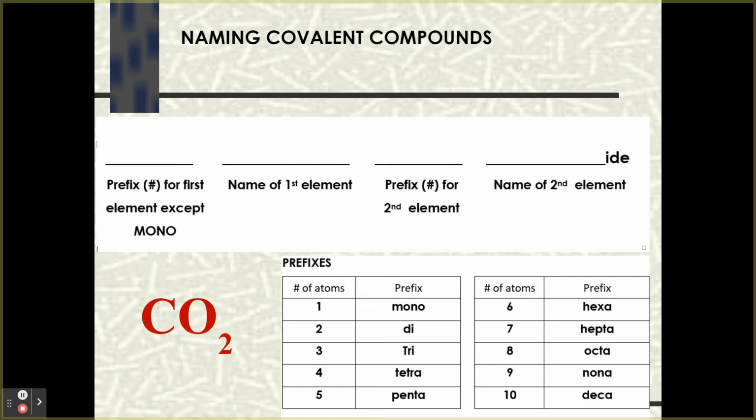Let's talk about, for example, CO2. If you look closely, our first element in CO2 is carbon. You see it? And how many carbons do you have? One. But wait a minute. Since we're putting in names, we can't just write down the number one. So we have to replace that one with a prefix. Look at the table. One is mono. So instead of writing down one, I'm going to write down mono.